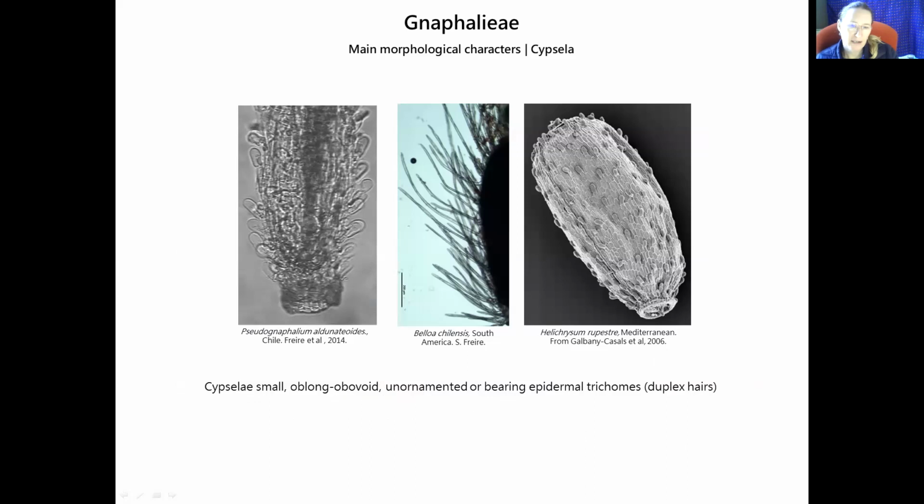Cypselae in the Gnaphalieae are small, generally barrel-shaped. They can be unornamented, or they can have sparse or dense coverings of epidermal trichomes, the typical daisy duplex hairs. And these trichomes can take various shapes, from elongate to clavate to very globose.